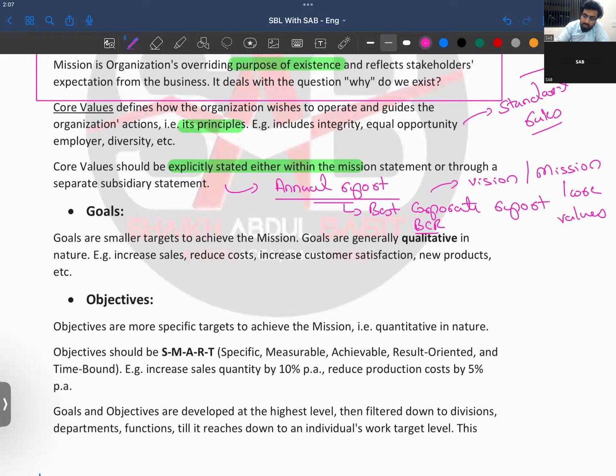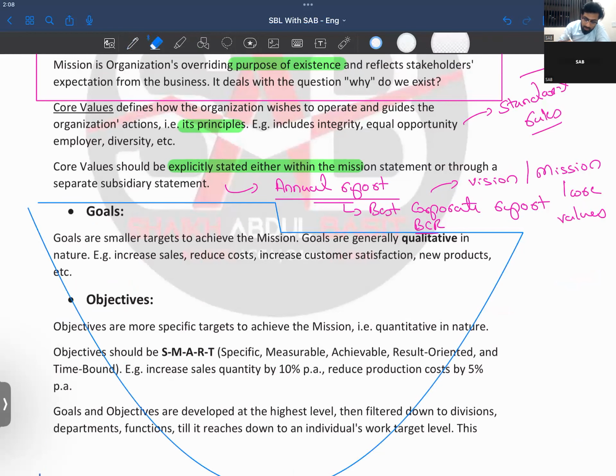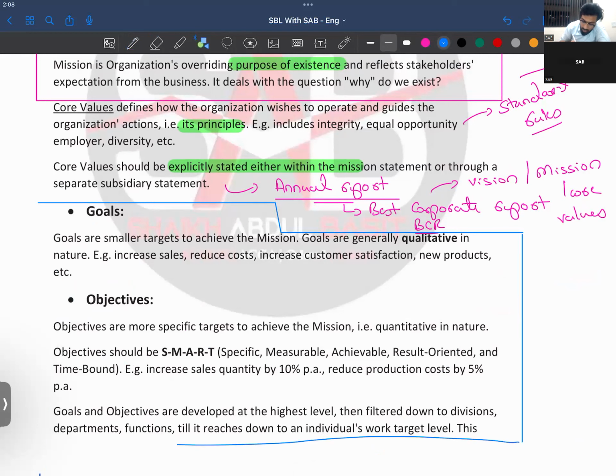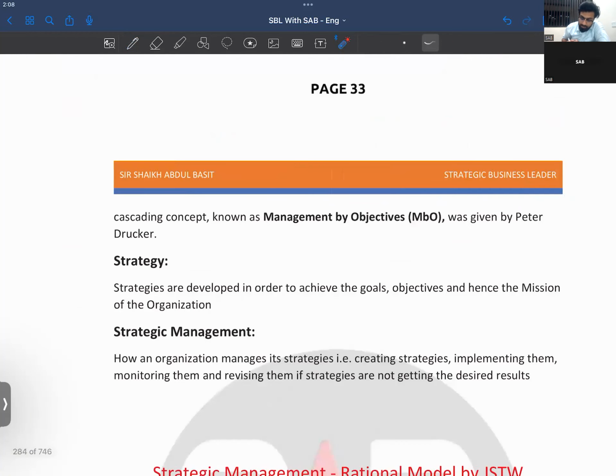Now again, another confusion that I usually see in students is confusion between goals and objectives. Guys, see, definitions here are important, right? That would allow you to draft in a better way, that would allow you to make notes in a sequence such that that could give you some good marks. So you could score good marks in the professional exam, right?